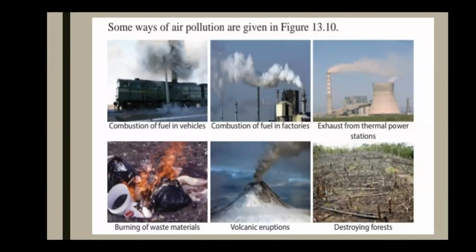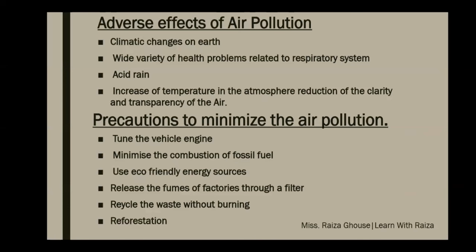You have to remember some examples. So when they ask you a question, state 3 ways of air pollution: volcanic eruption, destroying forest, combustion of fuels in vehicles. Like that, you can write down 3 out of the 6. The next one is the adverse effects of air pollution. What are the effects that will occur due to air pollution? Look at the first one. Climatic changes on the earth.